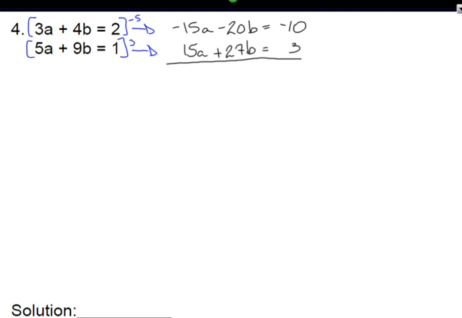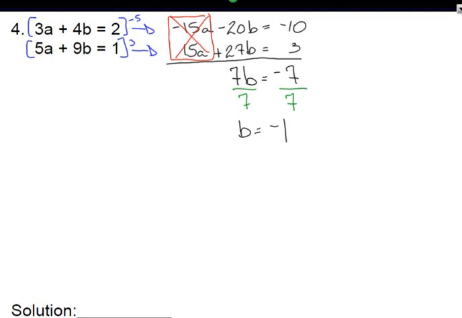I now add straight down. In doing so, the a's have been eliminated because they add to 0. Negative 20 and positive 27 gives me a 7b. Negative 10 and positive 3 gives me a negative 7. I divide both sides now by 7. And I find that b is equal to negative 1.